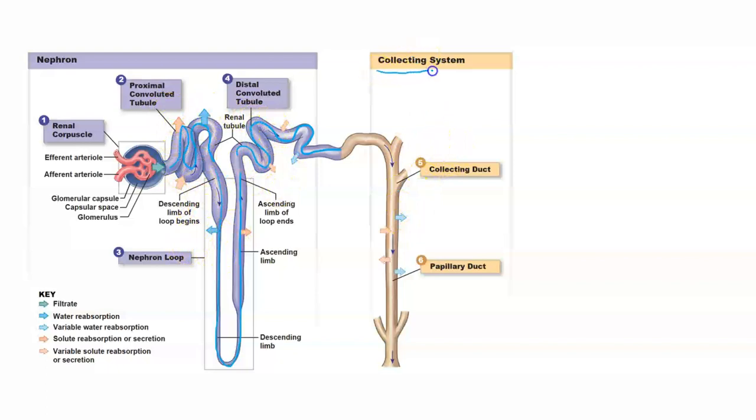And then lastly, there's the collecting system. This is all of the ducts and the things that collect urine as it makes its way down into the renal calyces and the renal pelvis. What you're seeing here are arrows showing some of the other processes that are going to occur. The other main processes are tubular reabsorption and tubular secretion.